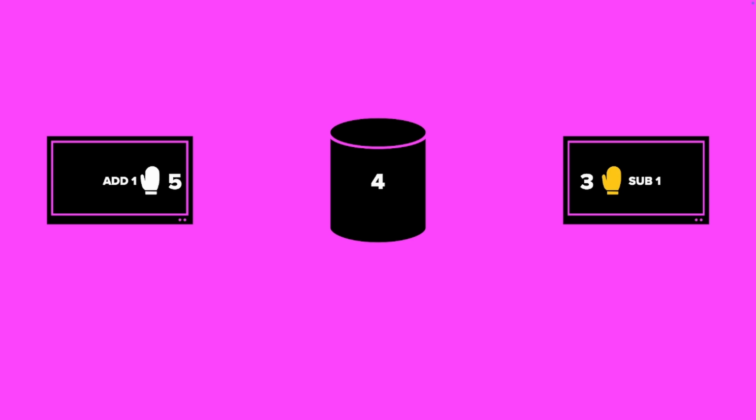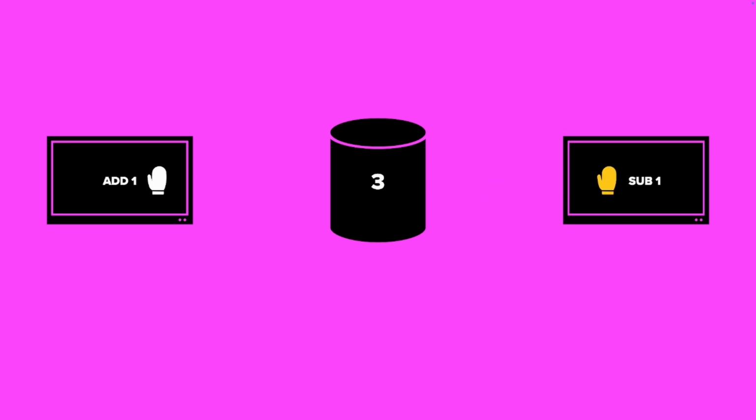Let's say add1 is quicker in performing its operation than subtract1. So add1 will return the value to the data source quickly and update the data source to 5. Then subtract1 returns the value that it has and updates the data source to 3.